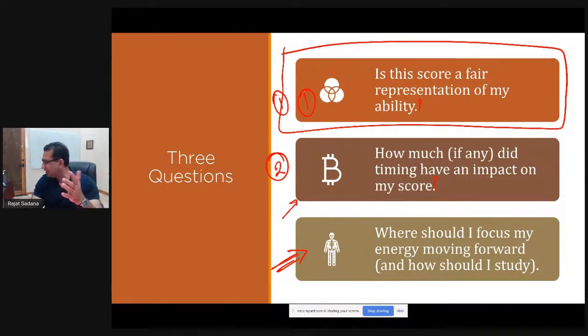And just as a pulse, are these the questions that you guys ask when it comes to looking at your ESR? Is this score a fair representation of my ability? What impact did timing have, and how should I prepare next? At a very high level, I'm sure as you go down, you have more questions too. But at a very high level, these are the questions.